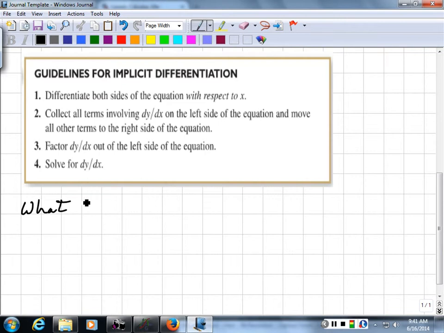What is dy over dx? It just means differentiating the function with respect to x. That's it.